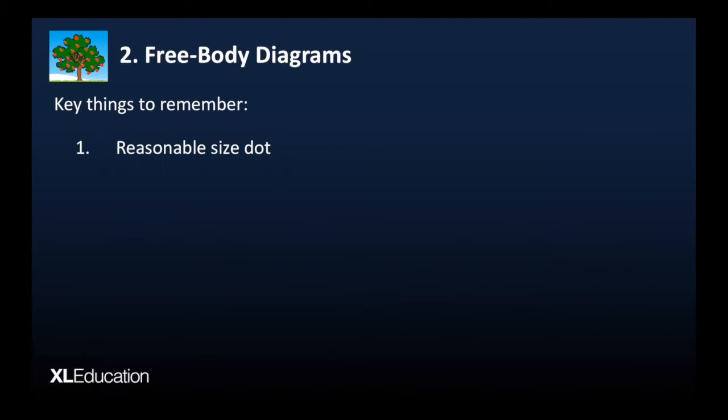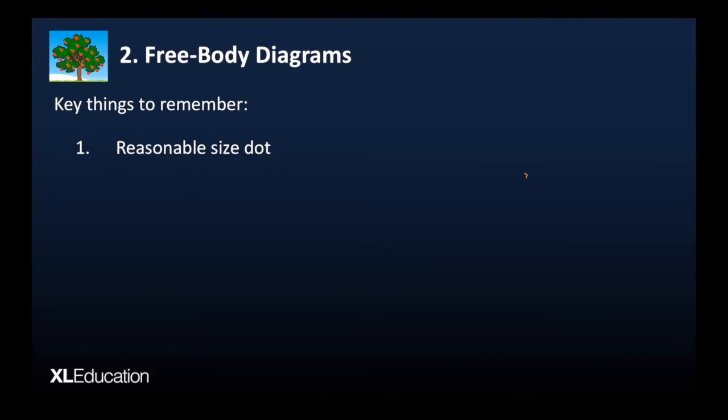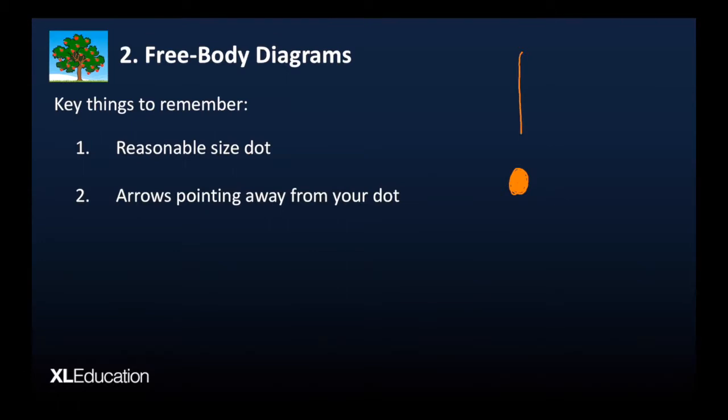From free body diagrams, there are some key points that one needs to remember. First, you need to draw a reasonably sized dot, like the one that I'm drawing here as an example. Then after drawing a reasonably sized dot, you must have your arrows pointing away from your dot, like this. My arrow is pointing away from the dot. I can also have another arrow pointing away from the dot.